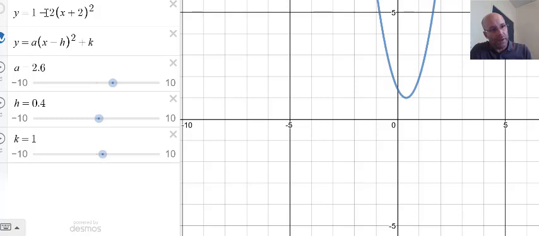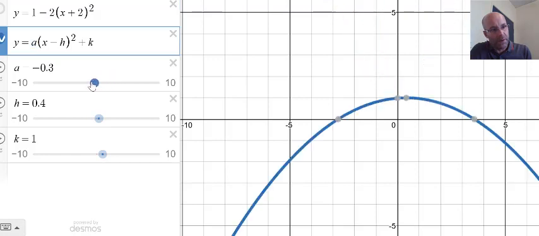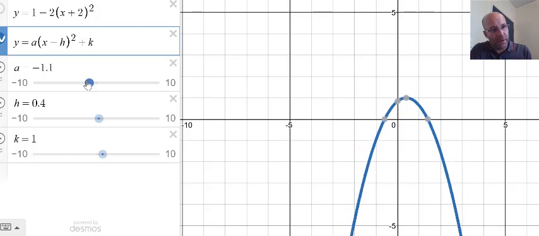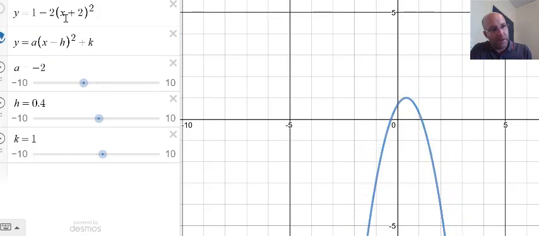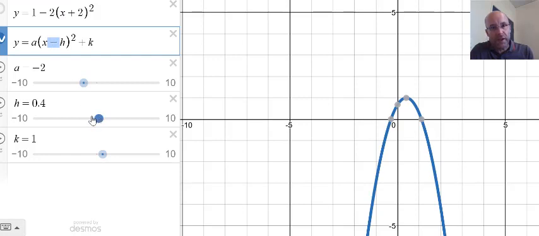We then move on to this 2, that's actually the a value. What is a? a is actually negative 2, because you can see the minus sign there. So we've got to set a to negative 2. That will be a reflection in the x-axis. And inside we have plus 2. To get a plus there, we have to minus a negative. So we have to have h as negative 2.